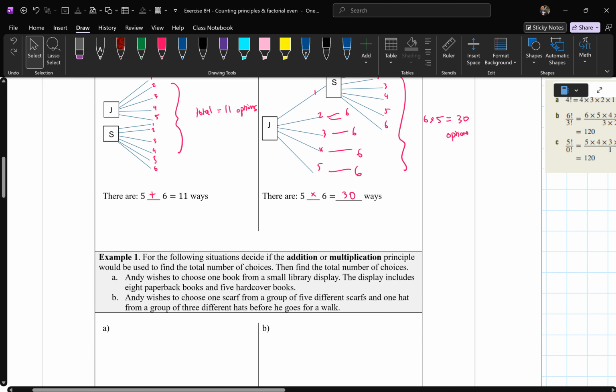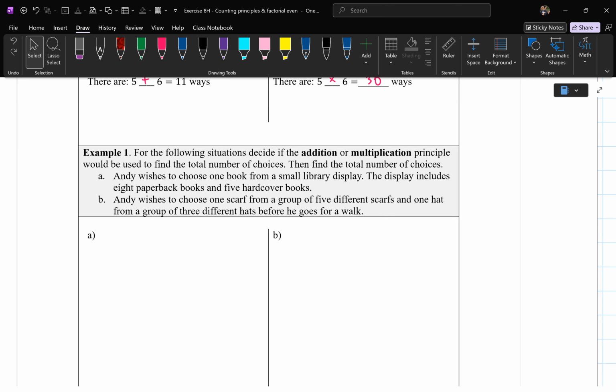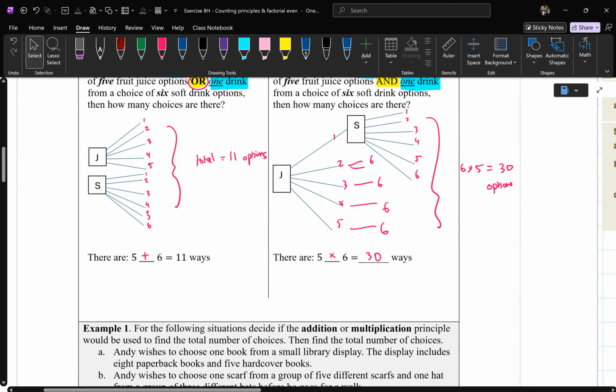Actually, we got 10 minutes. We can do this. I'll do a video on this one, so you can do this example on Friday when you're watching it. But that's an intro to the difference between "or" and "and".